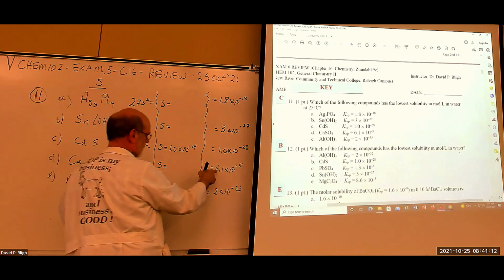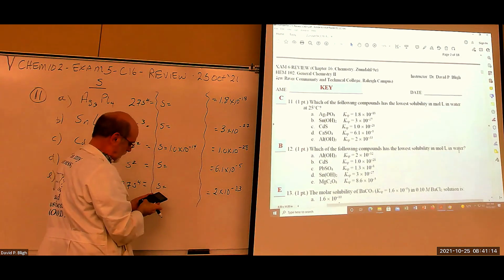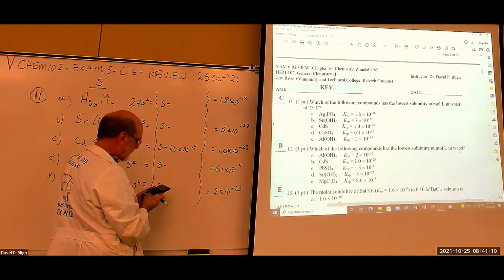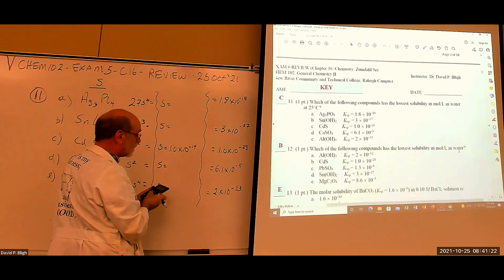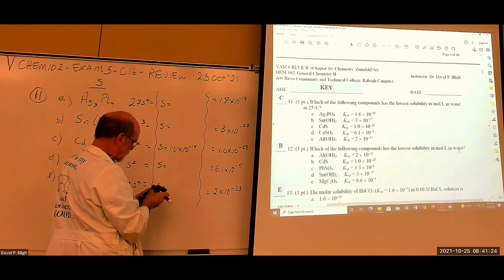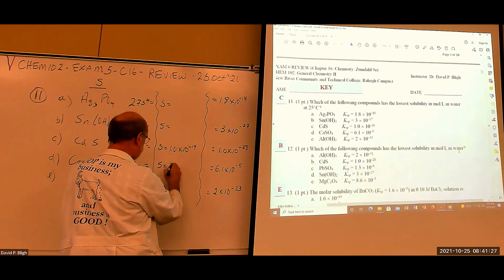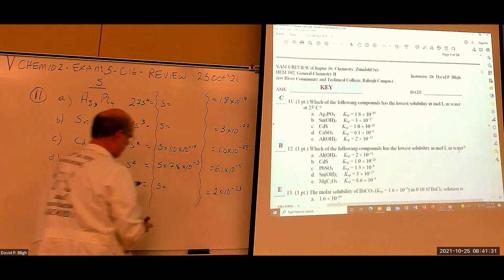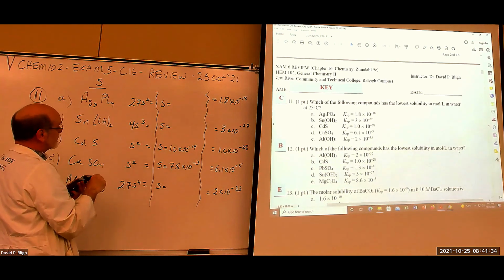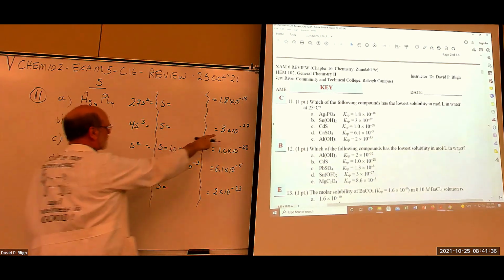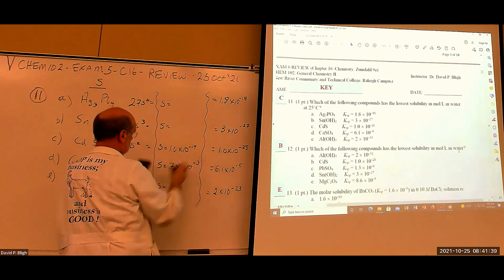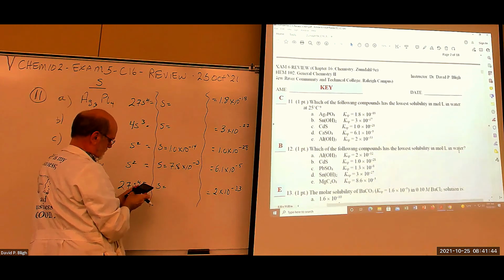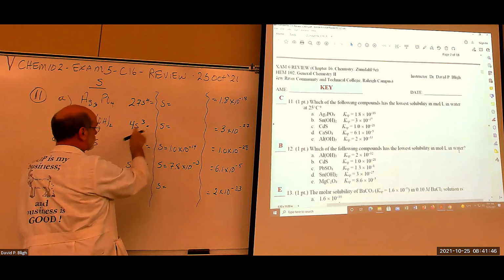And this one, now it's 6.1, so I can't do the quickie for that. Exponent is 5, and take the square root of that. 7.8 times 10 to the minus 3. And the next easiest one: take this one and divide it by 4, and then take the third root.